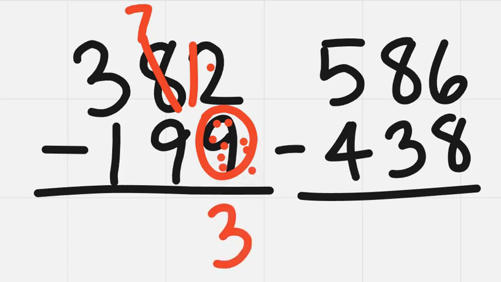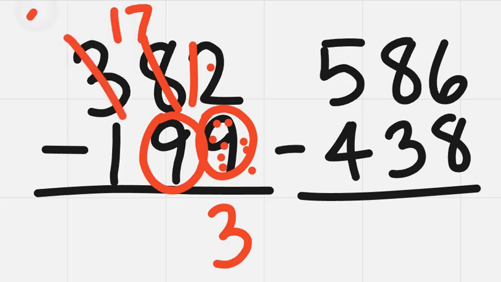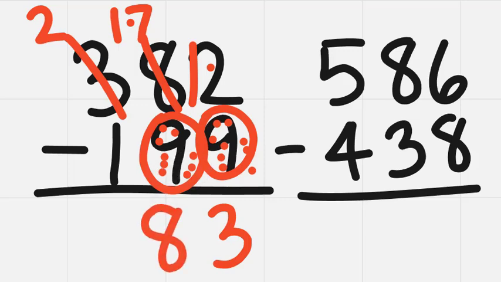Next, with 7 minus 9, we'll circle the 9. Again, it's on the bottom, so we need to borrow. The 7 becomes a 17. The 3 becomes a 2. Let's touch and count. 17, 16, 15, 14, 13, 12, 11, 10, 9, 8. Finally, we'll circle the 2. Touch and count. 2, 1. Our answer is 183.